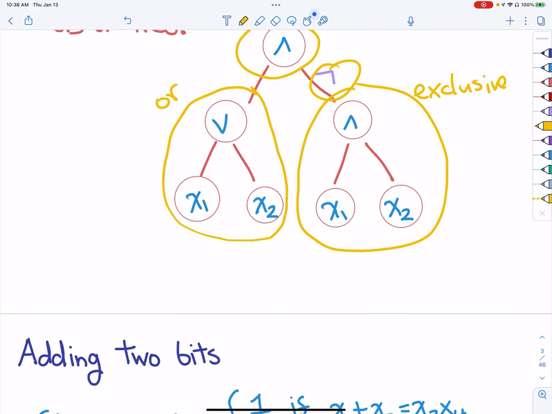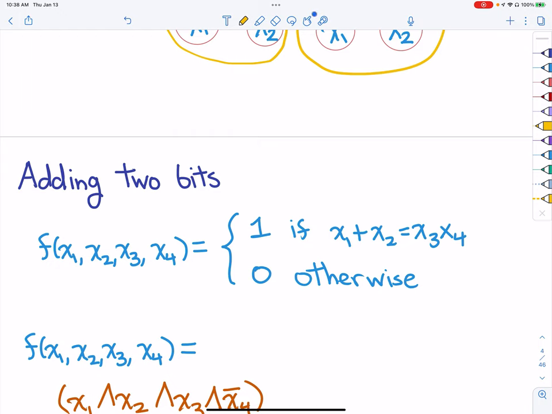Okay, here's a more complicated example. Adding two bits. That seems like a basic thing to try to do. So this is going to be a formula of four bits, x1, x2, x3, x4. I'm only going to output one if x1 plus x2 is equal to x3, x4, sort of in binary. Okay, so this will be sort of like the most significant bit. And this will be the least significant.